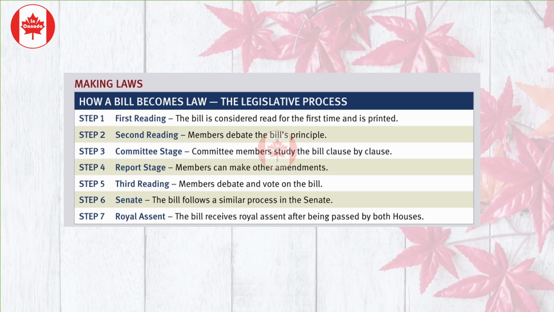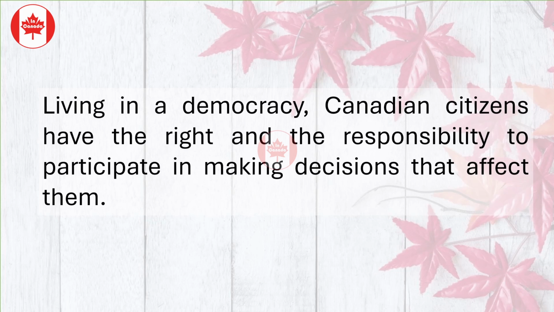Step 5. Third reading. Members debate and vote on the bill. Step 6. Senate. The bill follows a similar process in the Senate. Step 7. Royal assent. The bill receives royal assent after being passed by both houses. Living in a democracy, Canadian citizens have the right and the responsibility to participate in making decisions that affect them.